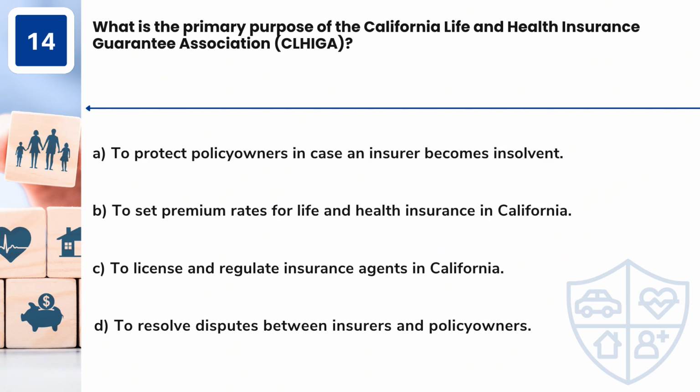Question 14. What is the purpose of the California Life and Health Insurance Guarantee Association, CLIGA? A. To protect policy owners in case an insurer becomes insolvent. B. To set premium rates for life and health insurance in California. C. To license and regulate insurance agents in California. D. To resolve disputes between insurers and policy owners.